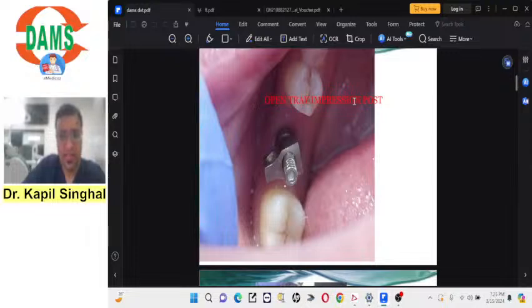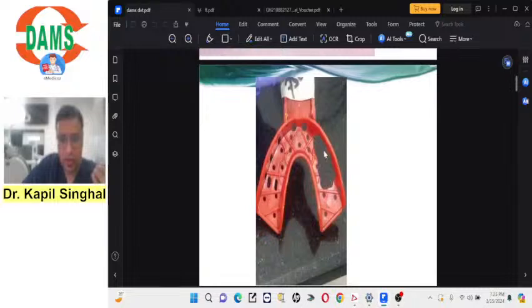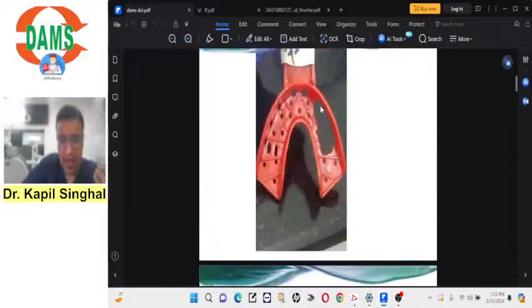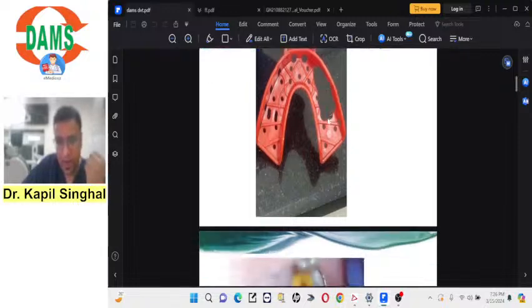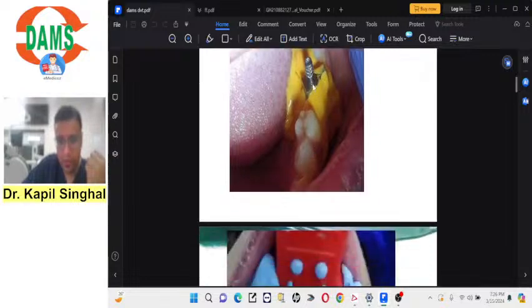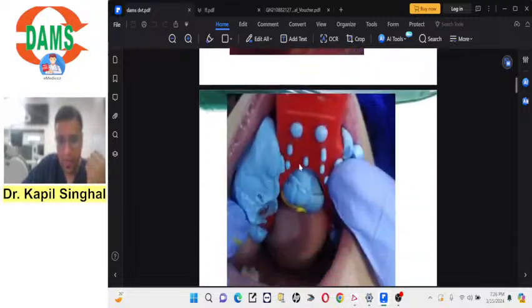Now, as the name suggests, open tray, we'll have to select a tray that is open. We'll create an opening in the tray where this impression post is coming. We'll take either a plastic tray or a custom tray and create a hole inside it where the impression post will come. Now we'll put light body around the implant and impression post, and we'll put the putty in the patient's mouth.